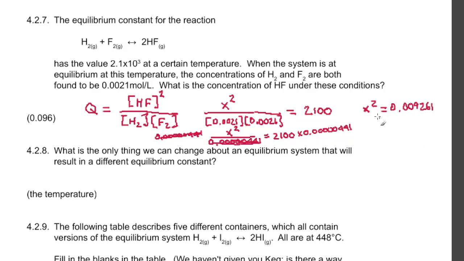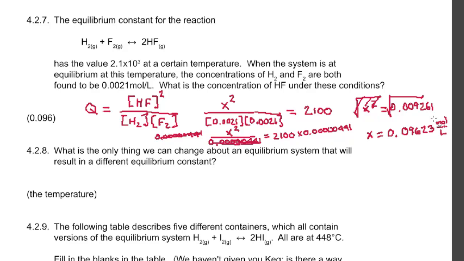We're still not done. We want x, and this is x squared, so the way you remove a square is with the opposite of a square. You square root both sides. On the left side, this square root and the square will kill each other, and we'll just get x. And on the right, again, the calculator can do this for us. We need the square root of 0.009261, which is 0.09623. That's the concentration of HF, so it should be in moles per liter.